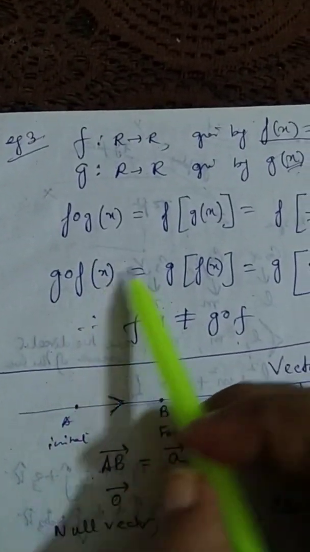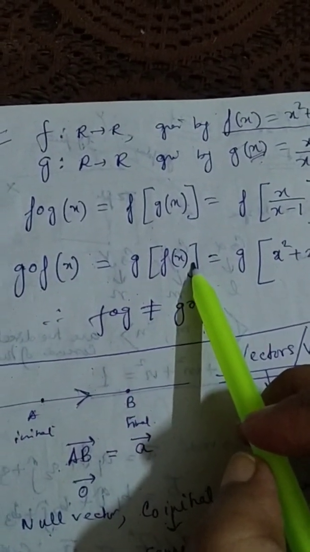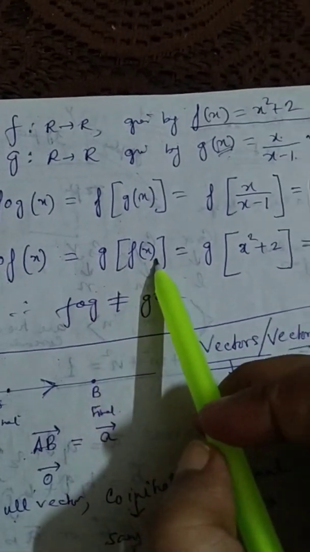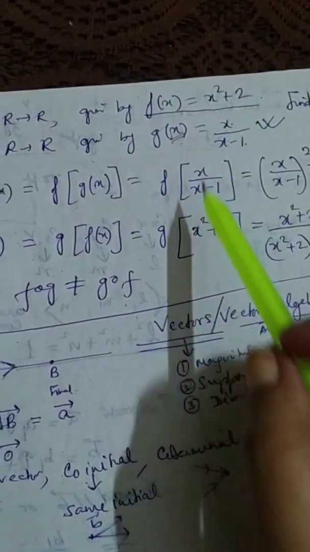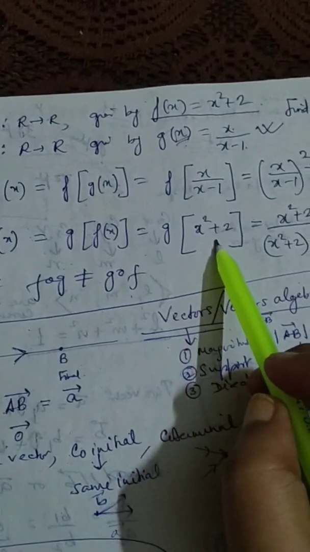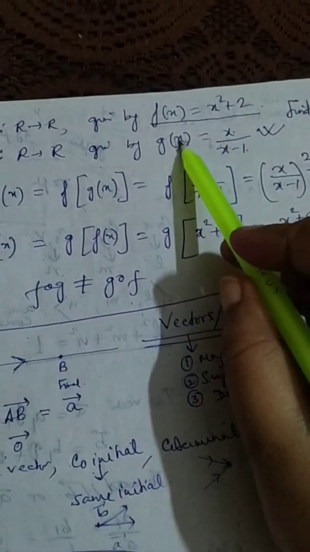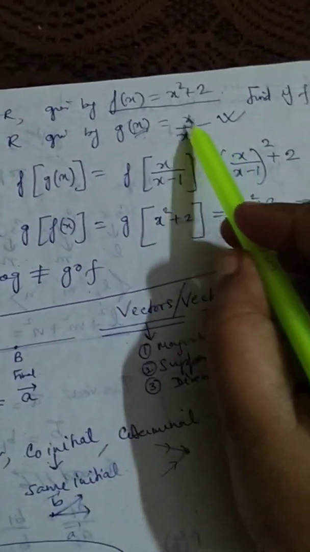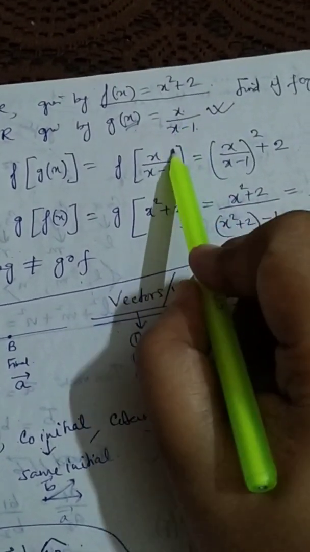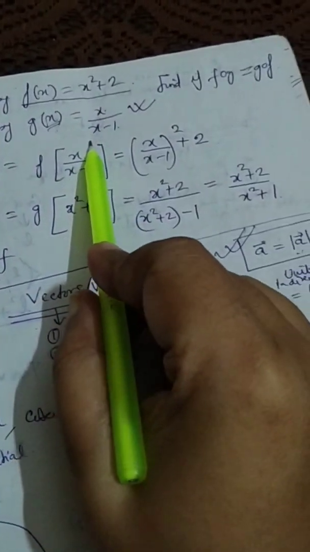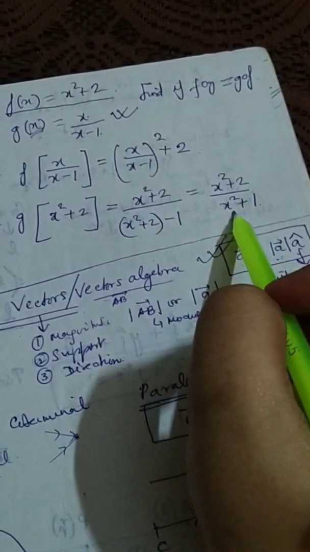Similarly, g compose f is g(f(x)). What is f(x)? x² + 2. So it's g(x² + 2). That means wherever you have x in g, you put x² + 2. So this becomes (x² + 2)/(x² + 2 − 1), which is (x² + 2)/(x² + 1).